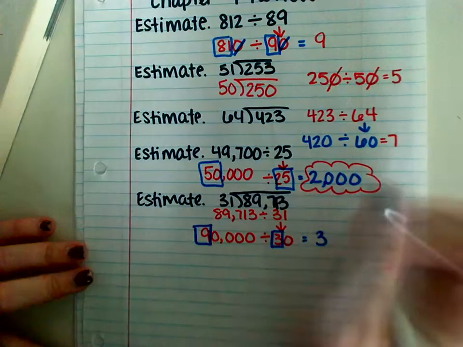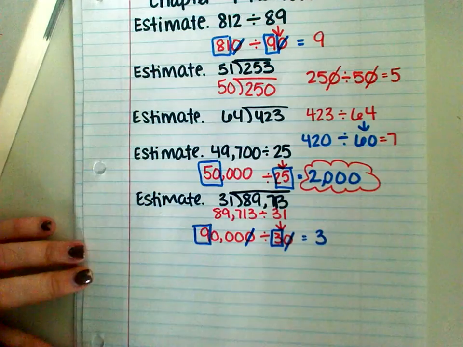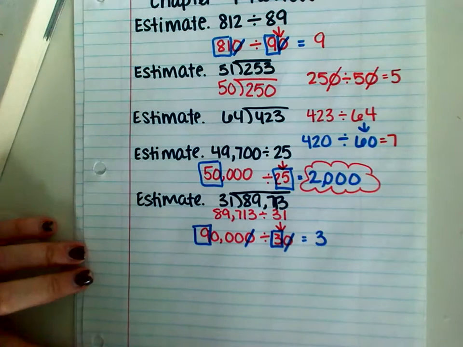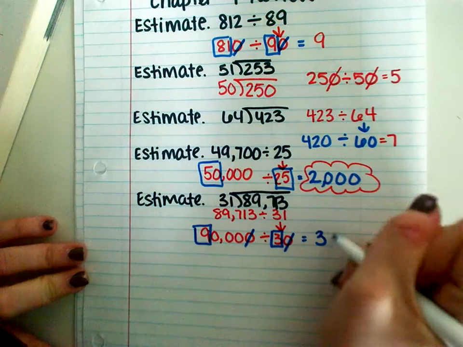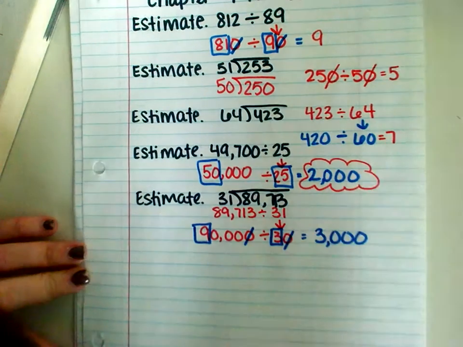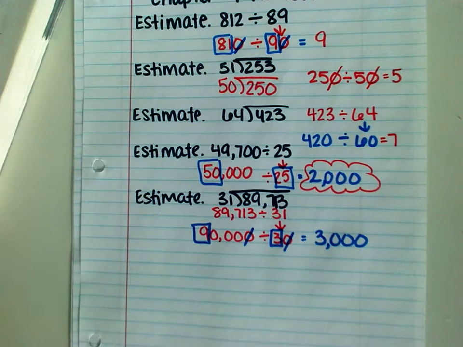How many zeros can I cross off from each side? Giovanni? 1. So we'll cross off 1 from there, 1 from there. And how many zeros does that leave left? Gabby? 3. And there it is. My estimate would be 3,000.